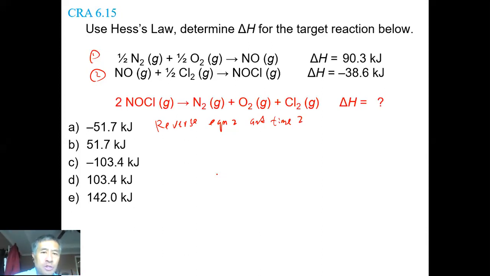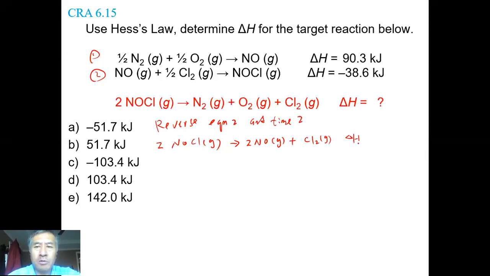So our equation two becomes two NOCl gas. We reverse it, so Cl and NOCl are reversed from the right to the left. We multiply by two, the one becomes two. Then it produces two NO gas, so two times one is two, and two times a half is one, so therefore Cl2 gas. Then this delta H equals two times negative 90.3 kilojoules. Before we reverse, it's positive 90.3, so after reverse, we have negative 90.3. Then we times two, because we multiply the reverse equation by two.